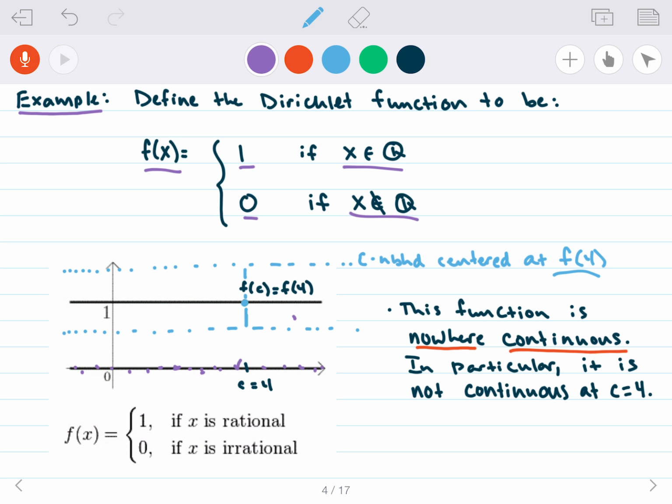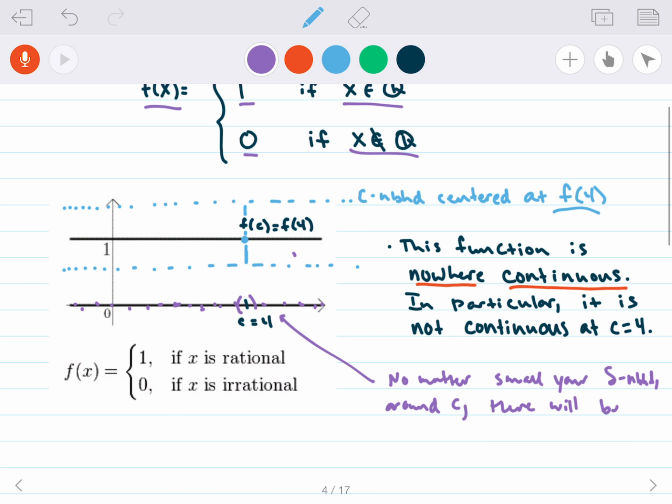So the idea here is, I'm going to just write what I have in my notes. No matter how small your epsilon neighborhood around C, there will be some x, the irrationals, in that neighborhood where f of x equals 0.